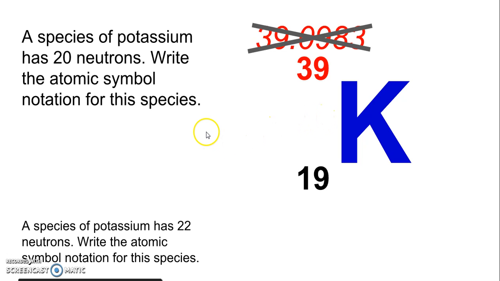Because you might have another question like this: a species of potassium has 22 neutrons. Write the atomic symbol notation for this species. Well, it would be K19, because it's still potassium, but then it would have a mass number of 41 because it has 19 protons plus 22 neutrons, giving it a mass number of 41. I hope this has helped you a little bit to understand the difference between mass number and average atomic mass.